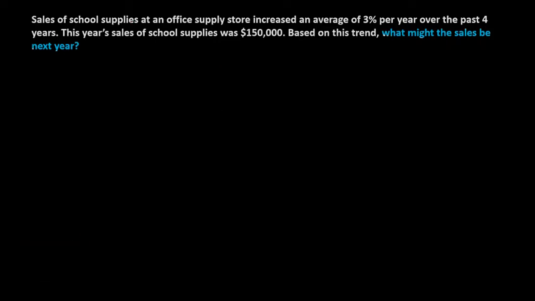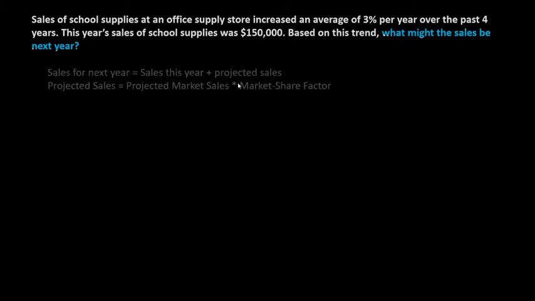So again, we sold $150,000. We think we're going to grow by 3%. So what is that going to look like? What's that additional amount of money on top of the $150,000 that we're going to earn, and what's that grand total going to be? To figure that out, we can use our sales equations.